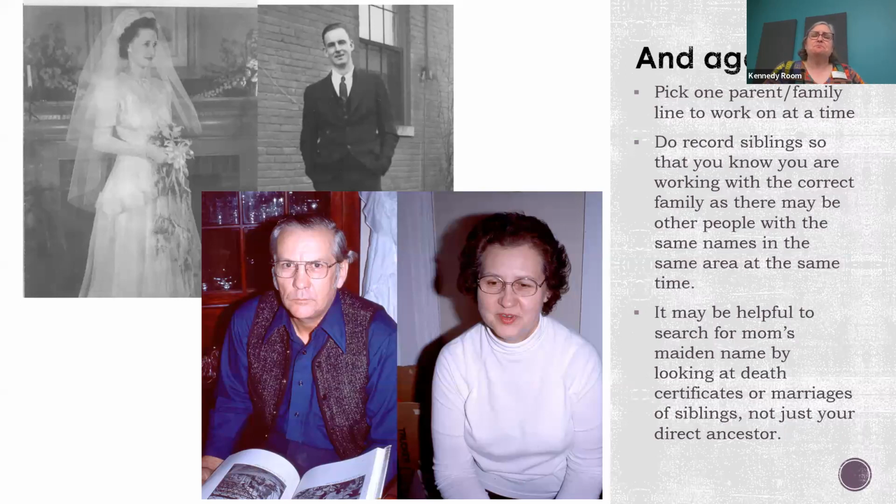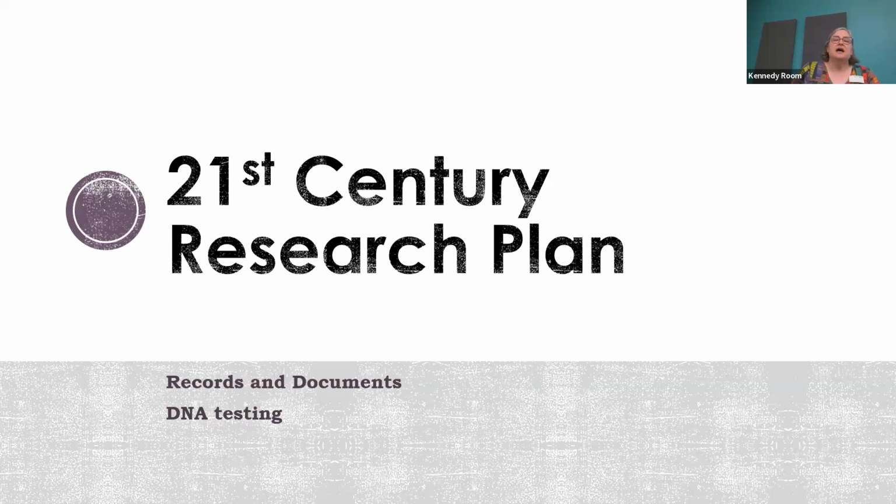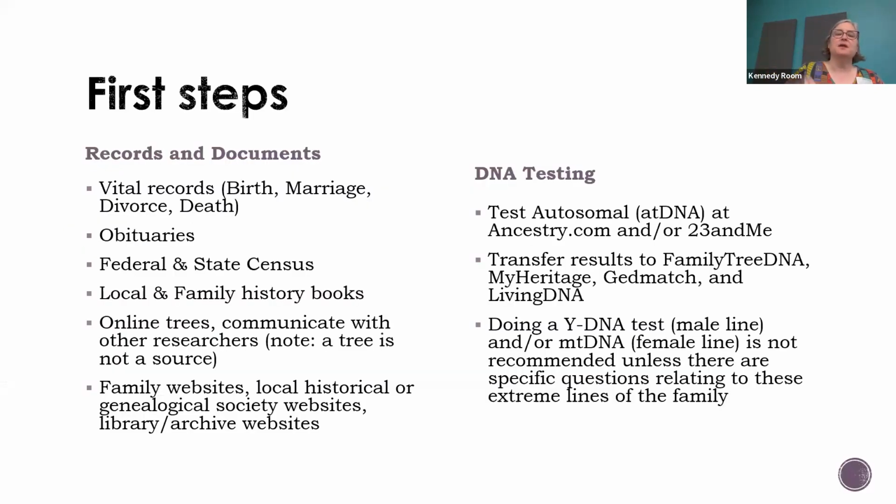So you do need to search for women under both maiden name and all married names, because records are created with the name the person uses at that time. So for the 21st century, here's a research plan. We're going to talk about first steps in records and documentation, and then we're going to talk about some first steps in DNA testing, and then we'll go to next steps.